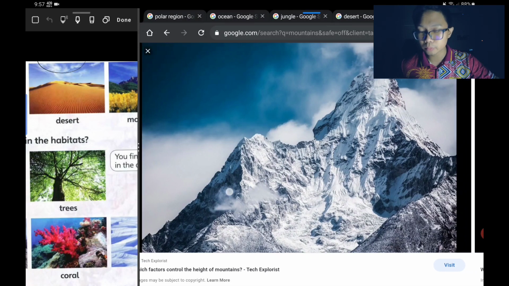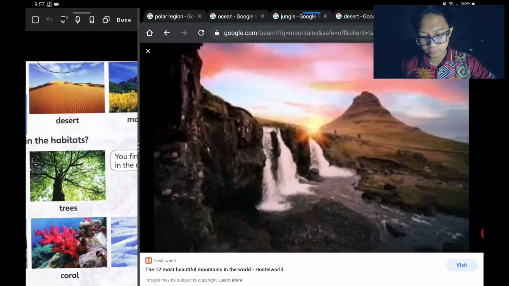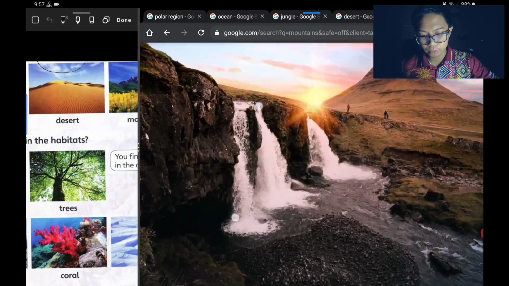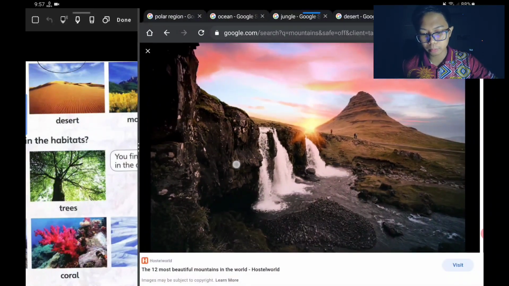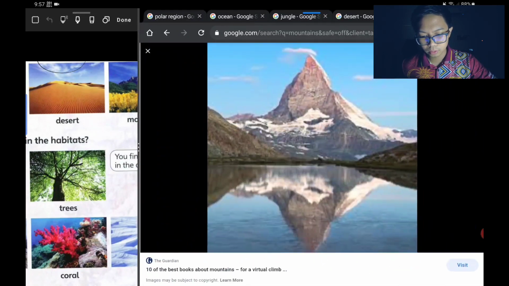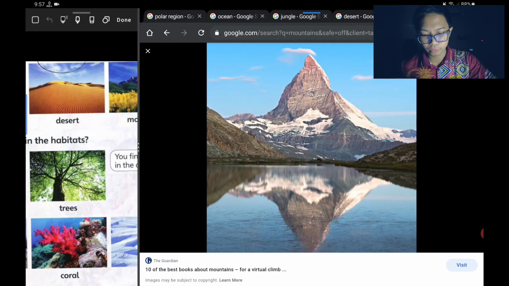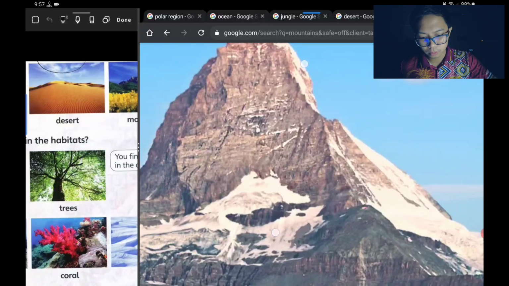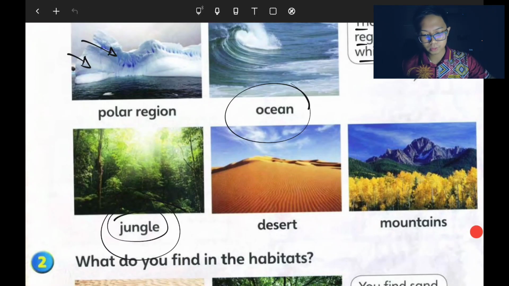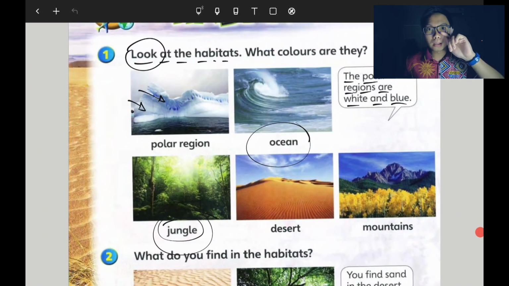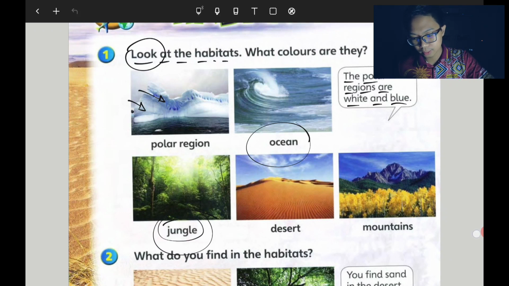Full of snow sometimes when it's too tall. You have waterfall sometimes, but mostly they are rocks. Banyak batu. And beautiful place, of course. See? Lots of rocks. Banyak batu, keras batu. Kalau jatuh boleh berdarah. So these are the 5 habitats that we learn today.